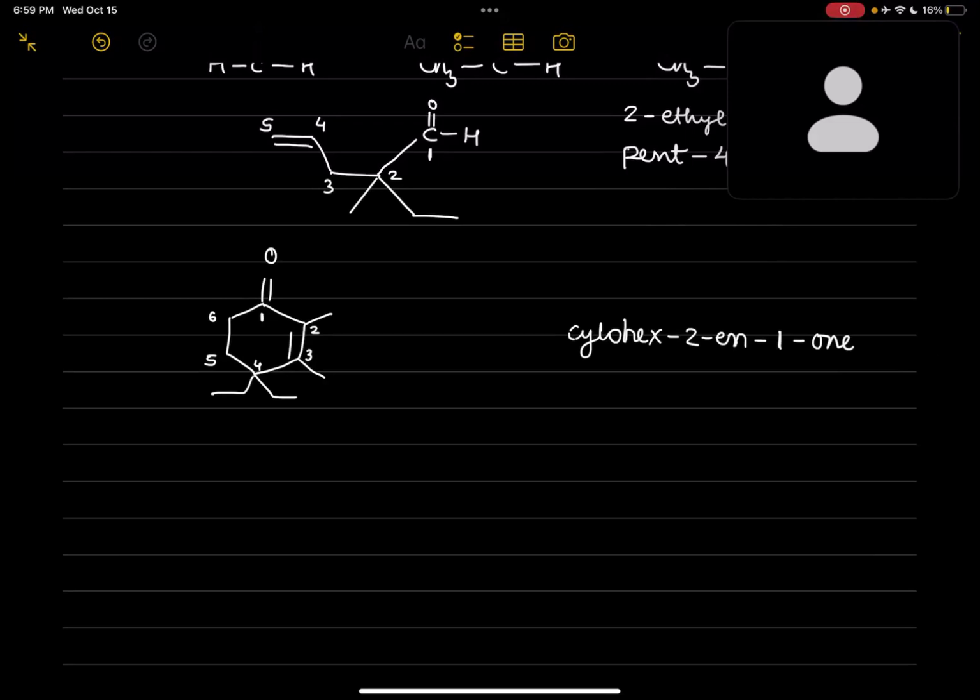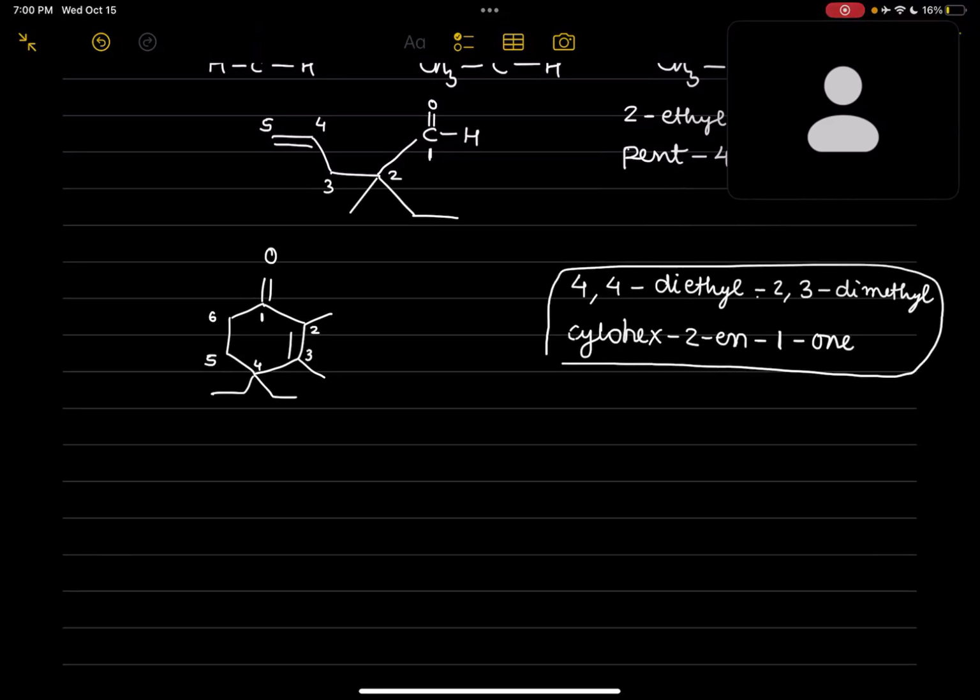Now bother about the side chains. On the second, third, and fourth carbon: on the fourth carbon we have two ethyl groups, and on the second and third carbon we have methyl groups. Cyclohex-2-en-1-one. Clear? Okay, let's complete it in the next class.